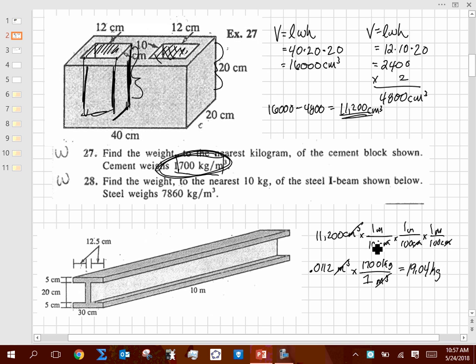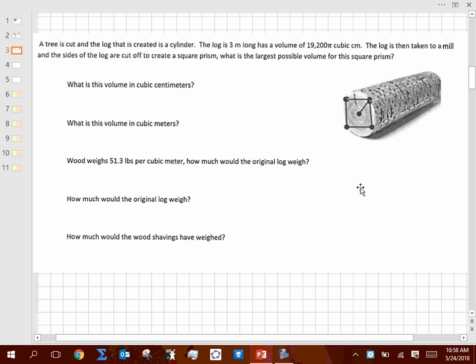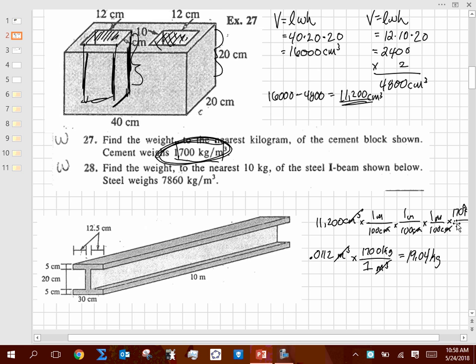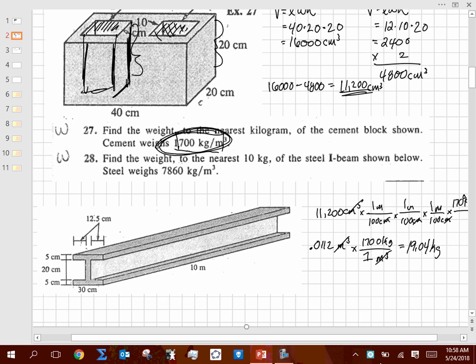Okay. The way I did this is kind of two steps. I could have just multiplied right here by 1,700 kilograms over 1 cubic meter, and that would have still gotten me to 19.04. But you can do it in two steps, because the associative property makes it okay to do multiplication both these ways. So that's how I do that first question.